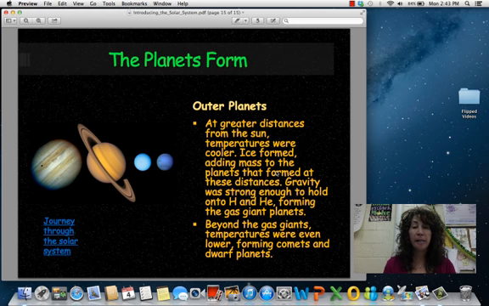Now, the outer planets, of course, are made up of more gases. The gravity was strong enough to hold the hydrogen and helium and form those gas giants. And then when we get beyond those gas giants is where we're going to find the comets and the dwarf planets. So sort of what was left over from the formation of the inner and the outer planets.